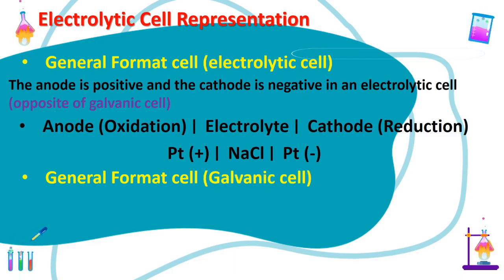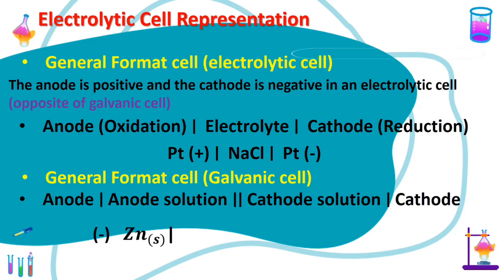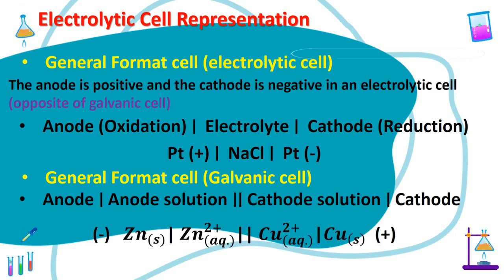And for the galvanic cell, we use two different electrodes for anode and cathode. On the left side, zinc electrode is dipped in zinc solution, and on the right hand side, copper electrode is dipped in copper solution. Both the electrolytes are connected with the salt bridge, and the representation for salt bridge is double vertical line.